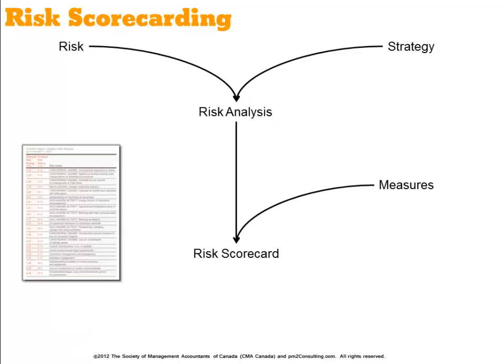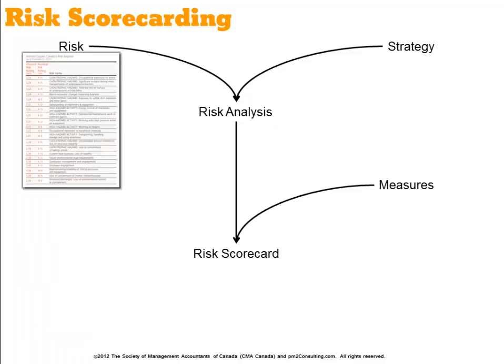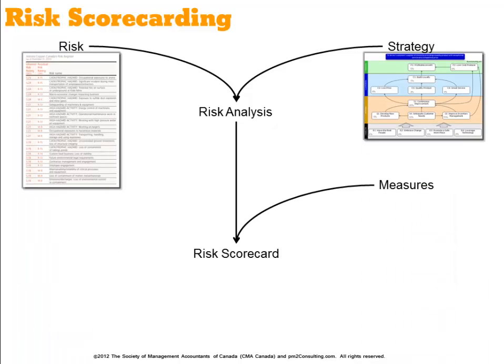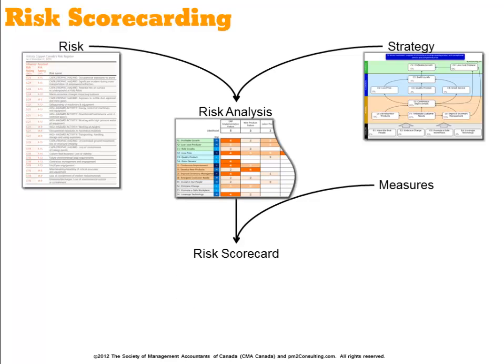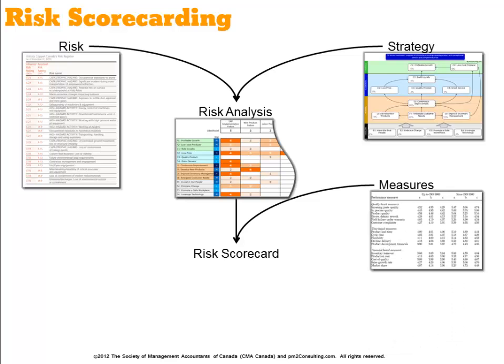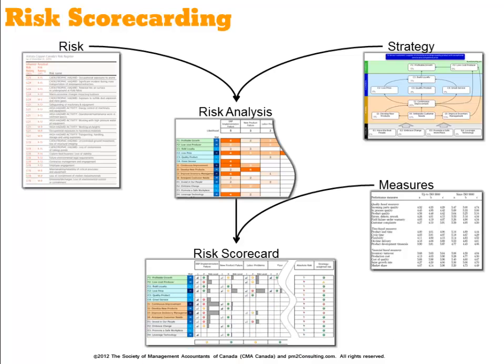Risks in many organizations are captured in what's called a risk register. The strategy, we're going to be showing you how to build a strategy map and priorities, which we'll be able to combine through some risk analysis with your existing measures to build out a risk scorecard.